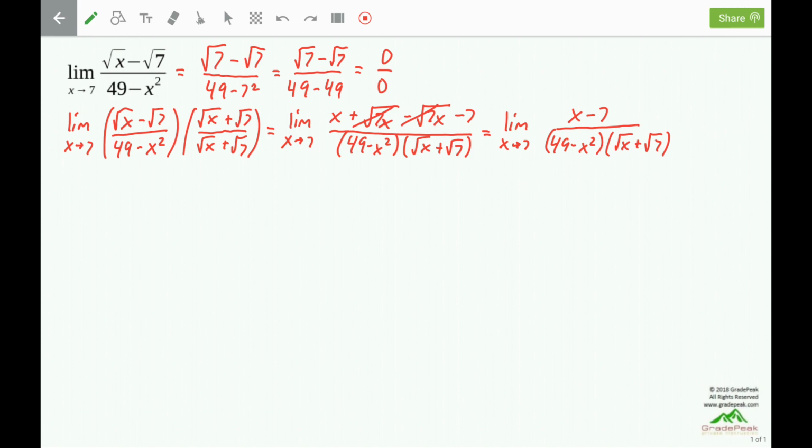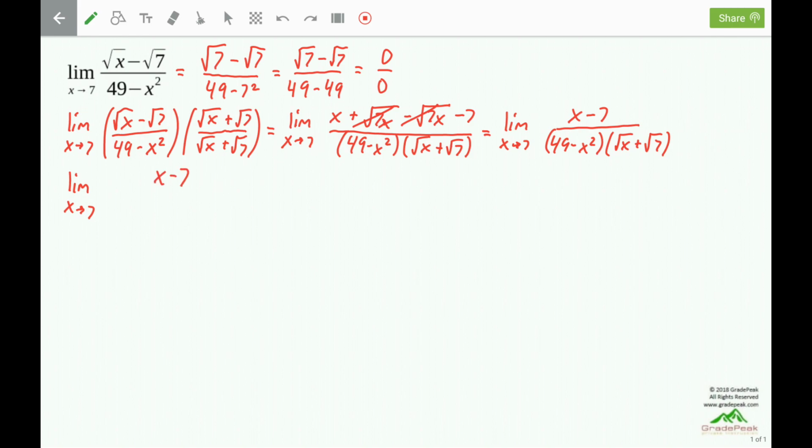So we've taken care of the root conjugate multiplication. We have not yet removed the 0 over 0 indeterminate form. We still have that. In the numerator, we're getting a 0 because of the x minus 7. In the denominator, we're getting the 0 because of the 49 minus x squared. Those cannot cancel with each other just yet. We have to factor to be able to cancel. So that'll be our next step. We're going to be factoring.